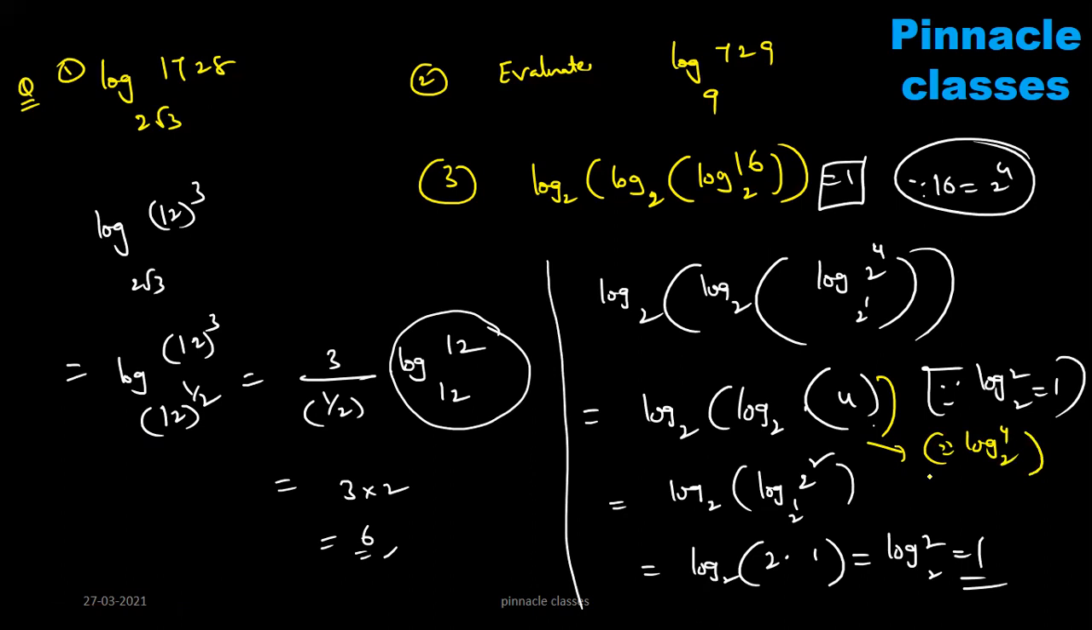Got it. And one more thing. Generally, 2 power 4 is how much? 16. 2 power 10? 2 power 12? 4096. So in this case, how many digits are there in this number? 4.